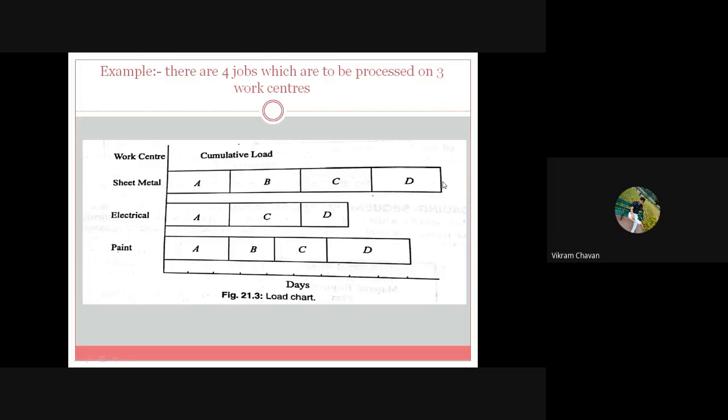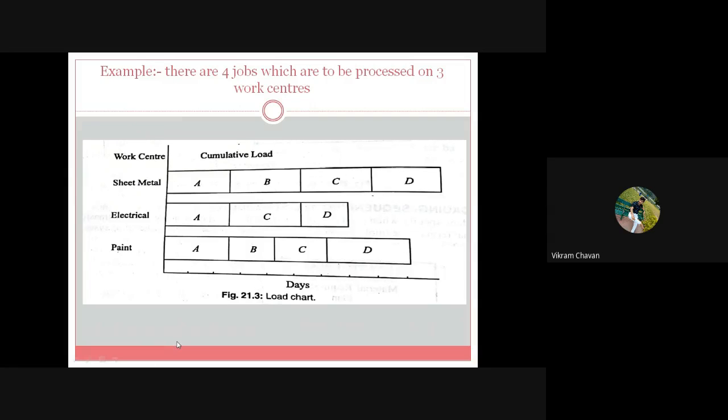So the total load on the sheet metal workstation, the total load on the electrical workstation, and the total load on the paint workstation. The total load will be the addition of all the loads.